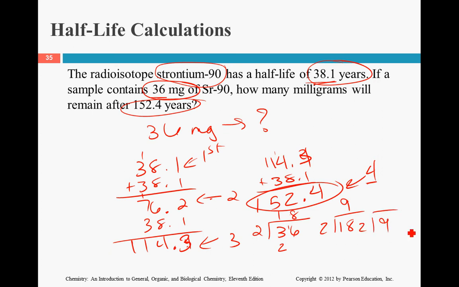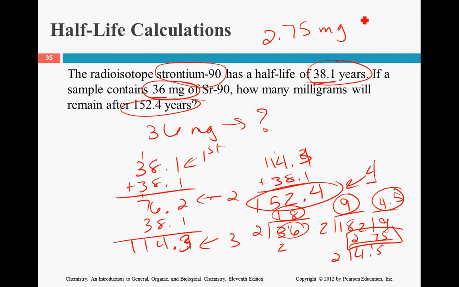9 divided by 2 is 4.5. So this is the original. This is after 1 half-life, 2 half-lives, 3 half-lives. We're trying to get to 4. 2.25, so you'll have 2.25 milligrams by the time you're done, because it got divided in half 4 times.